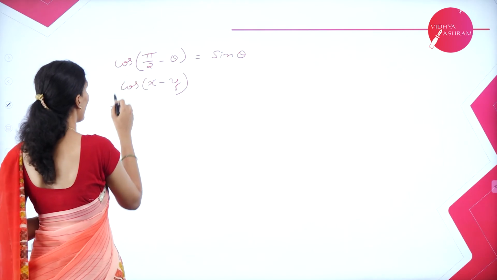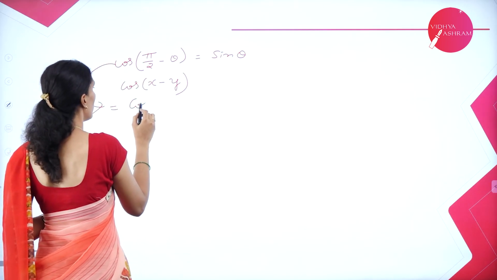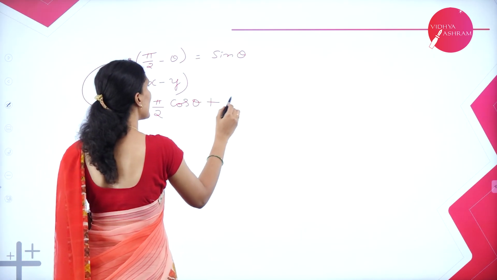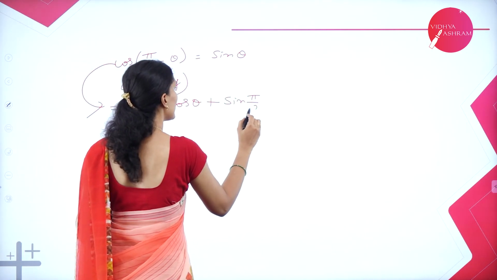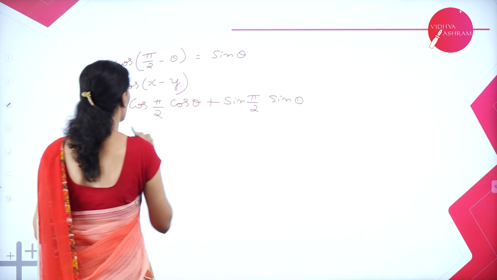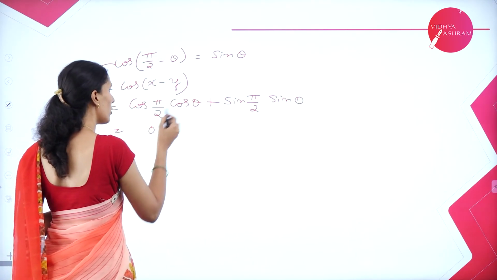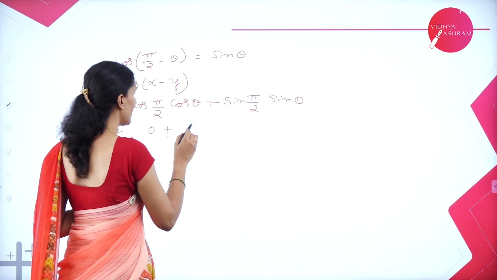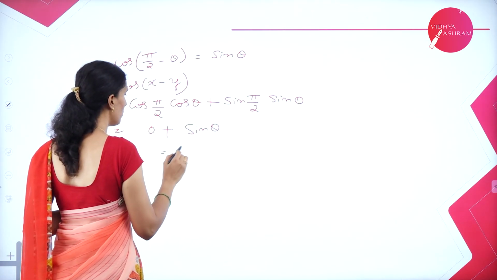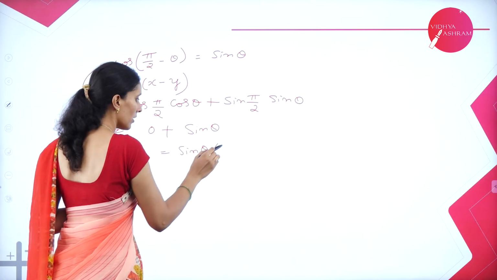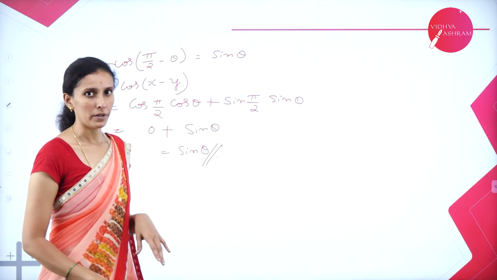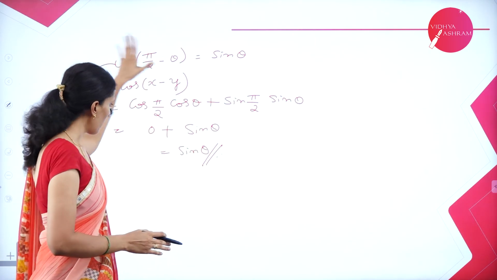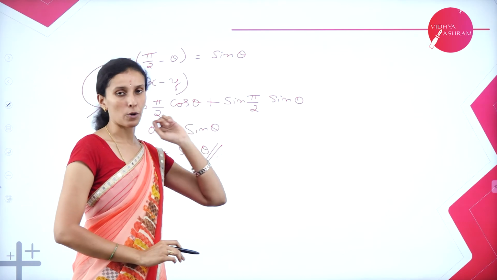So now if I write this here, this is cos(π/2) cos θ plus sin(π/2) sin θ. What is cos(π/2)? 0. 0 into cos θ, 0. What is sin(π/2)? 1. 1 into sin θ, sin θ. What is your value? Sin θ. This is the proof for your allied angle property. So using the sum and difference concept of trigonometric functions, we can prove all other allied angle properties also.